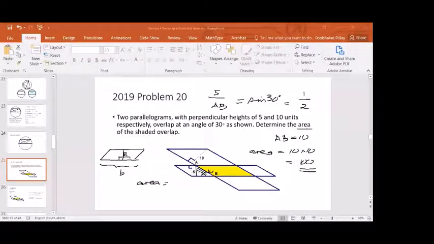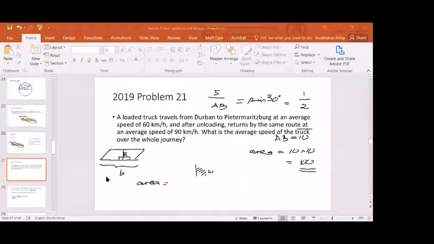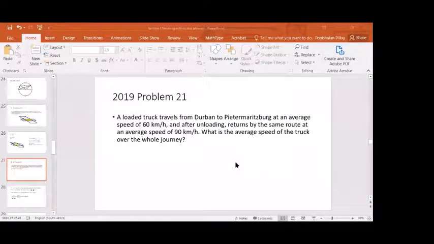Right, now the next problem that we are going to look at is this one. Here you got a loaded truck that travels from Durban to Pietermaritzburg at an average speed of 60 kilometers per hour, and after unloading, returns by the same route at an average speed of 90 kilometers per hour. What is the average speed of the truck for the whole journey?